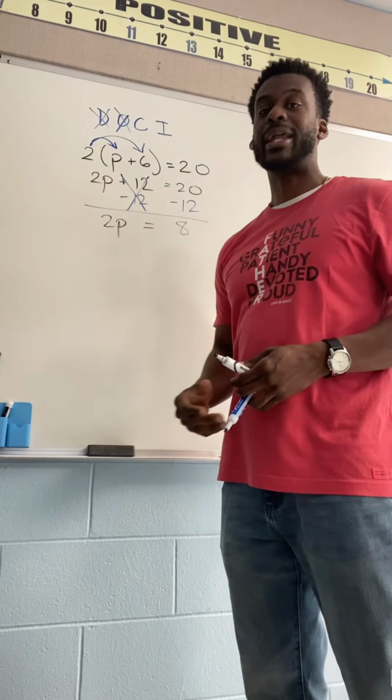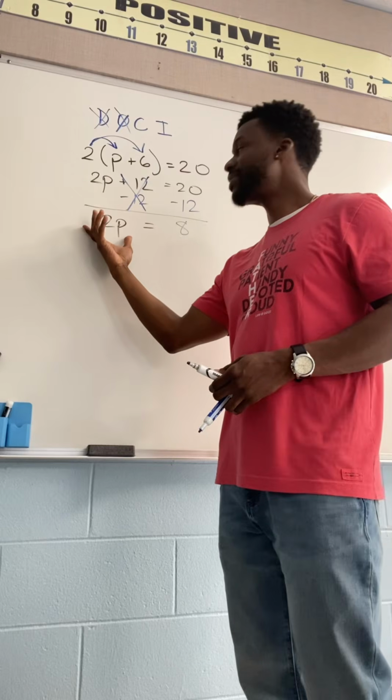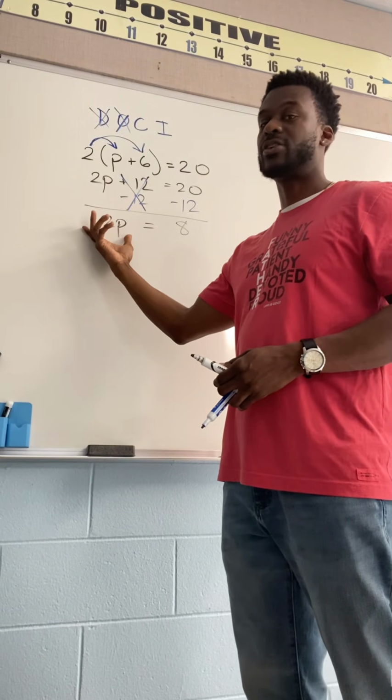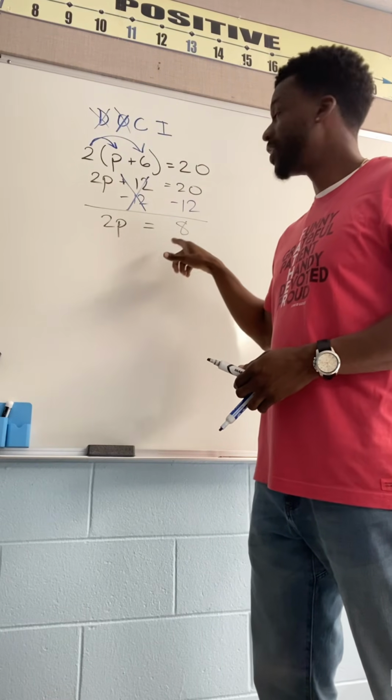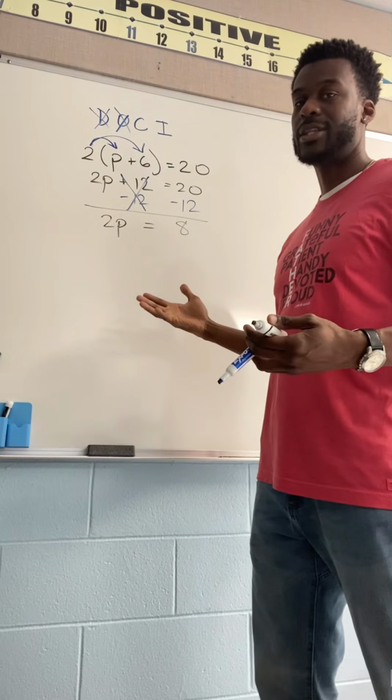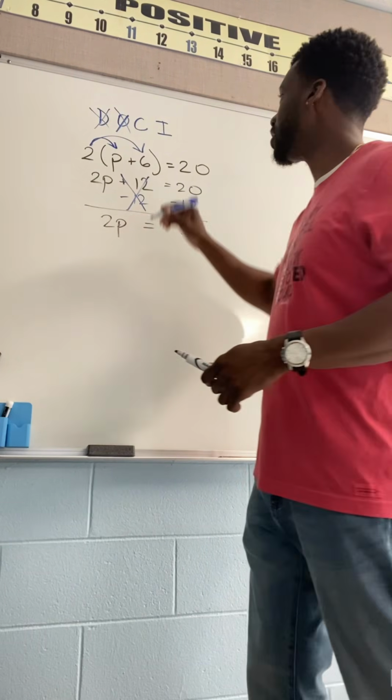C stands for combining like terms. Well, if you look on this side of the equal sign, there are no like terms to combine because there's only one term. If you look on the right side of the equal sign, there's only one term here, so there's nothing to combine. That part is actually done.